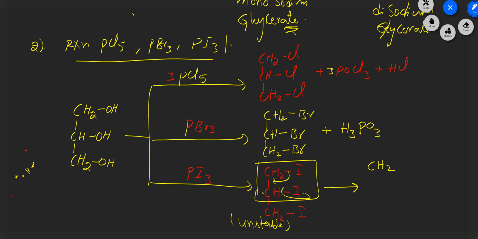Next one is CH2 iodine. What is the name of this one? This group is allyl. Allyl iodide. So this is the preparation of allyl iodide.